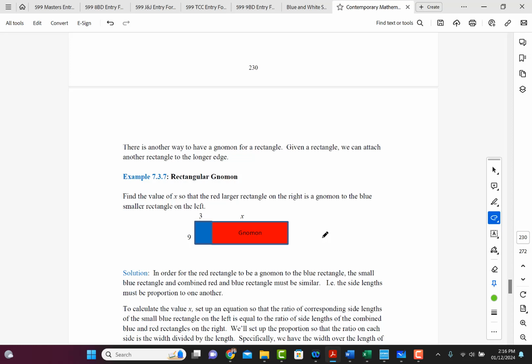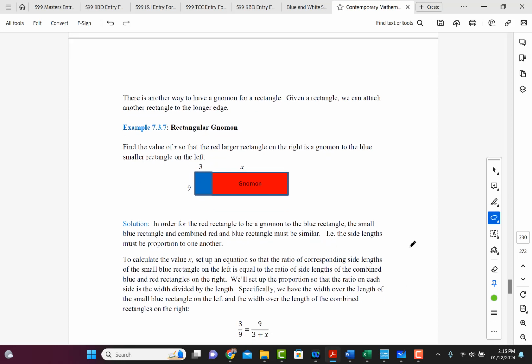Now, there's another way to have a nomen for a rectangle. Given a rectangle, we can attach another rectangle to the longer side. So here we have the original rectangle. We can add this rectangle here, so this would be a nomen, and we get a larger rectangle. This would be a nomen if, one, we end up with another rectangle when we attach it, and two, the corresponding sides of the new rectangle are proportional to the sides of the original rectangle.